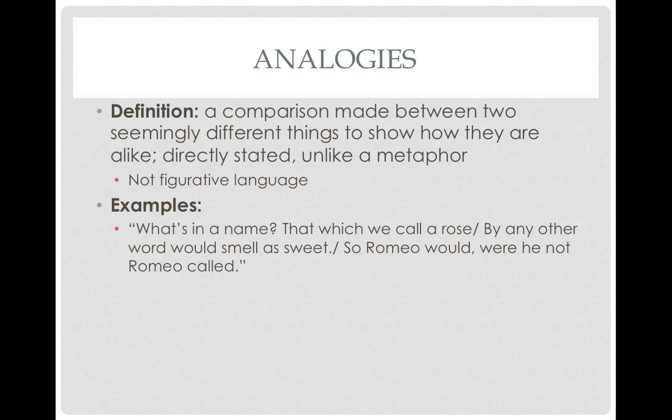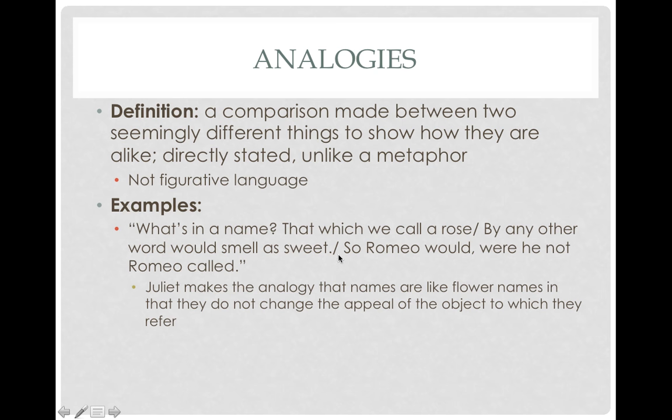So some examples. Again, going back to Romeo and Juliet, if you say, "What's in a name? That which we call a rose by any other word would smell as sweet. So Romeo would, were he not Romeo called." Here we have an analogy that Juliet makes comparing names and flower names to prove the point that the name itself doesn't change the appeal of the object to which it refers.